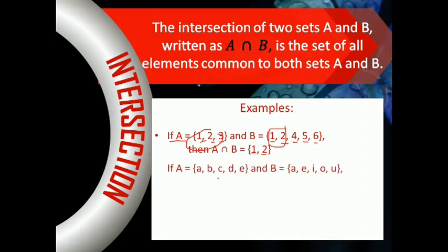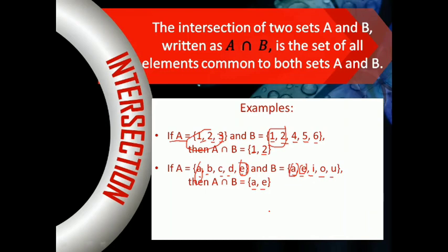It is because these two numbers, 1 and 2, are the only elements that are present in both sets. Let's take a look at another example. If set A has the elements A, B, C, D, E, and B has the elements A, E, I, O, U, then what do you think is the answer? Okay, so A intersection B has the elements A and E only, because these are the only elements that are present in both sets.